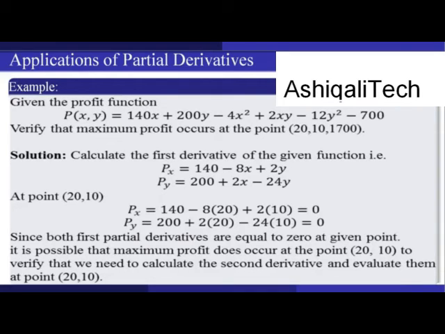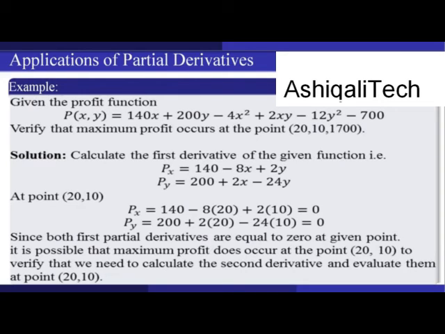Given the profit function P(x,y) equal to 140x plus 200y minus 4x square plus 2xy minus 12y square minus 700. Verify that maximum profit occurs at the point (20,10). First of all, we calculate the first derivative of the given function. That is, we calculate p_x and it is given by 140 minus 8x plus 2y. Similarly, we calculate p_y, which is given by 200 plus 2x minus 24y.